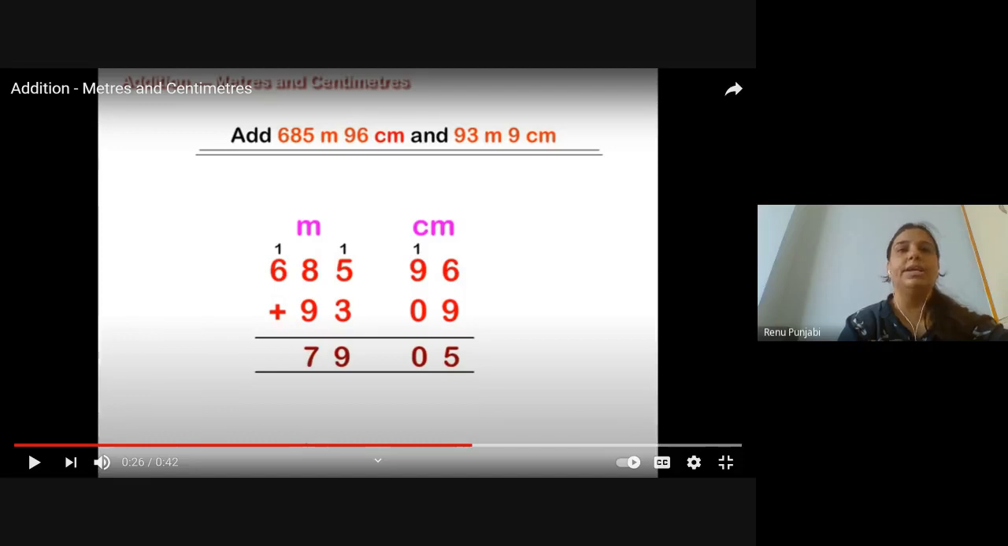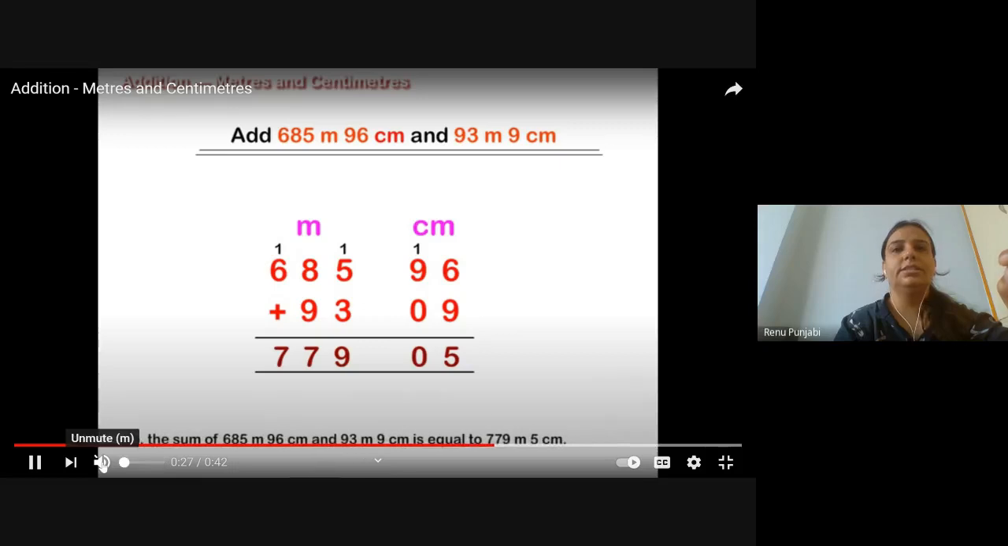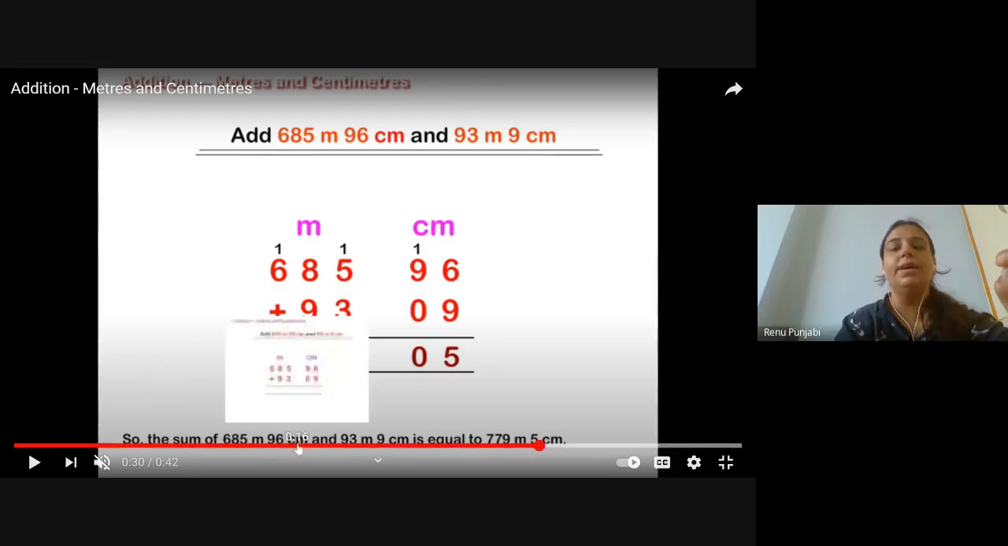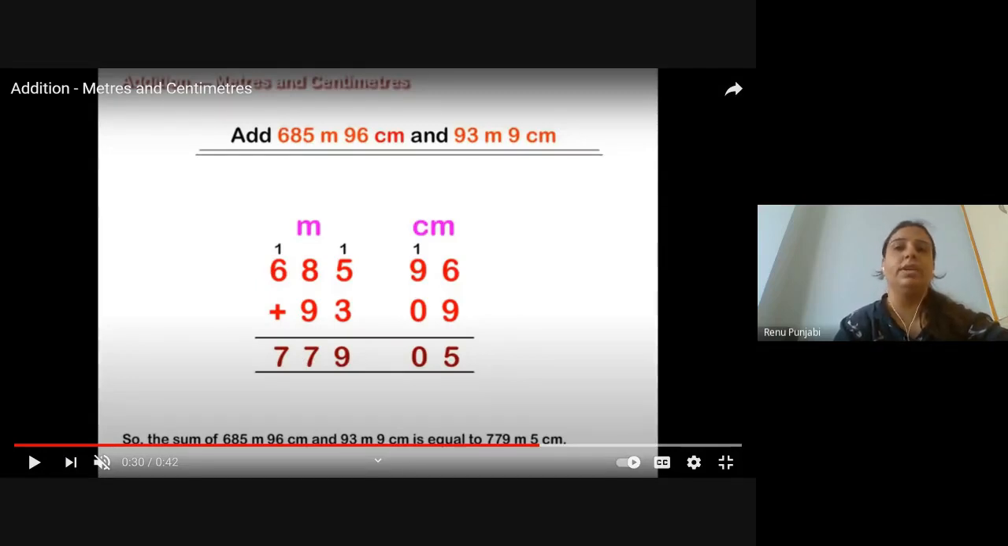Now add the meters, right? Meter column you will add. 5 plus 3 plus 8 plus 1 is 9. 8 plus 9 is 17. 7 will come here. 1 will carry forward on the 6. And 6 plus 1 will be 7 meters. Got it? So the sum, the total of 685 meter 96 centimeter plus 93 meter 9 centimeter, is equal to 779 meters and 5 centimeters. You can call it 5 centimeters because 0 has no value.